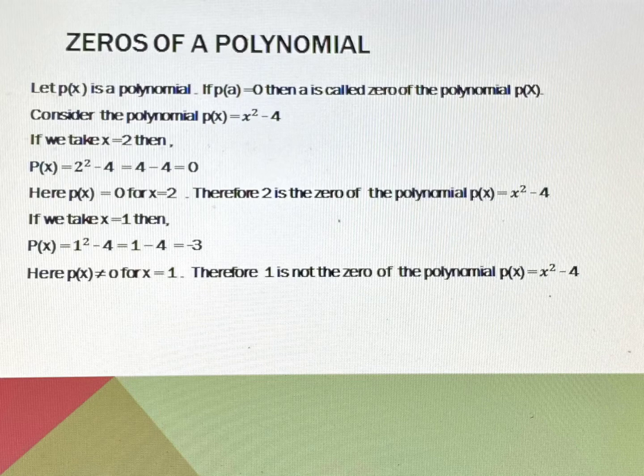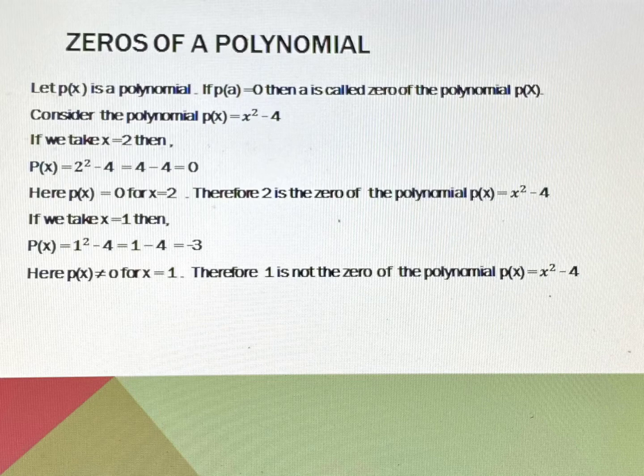We consider the polynomial p of x is equal to x square minus 4. Now let us take x is equal to 2. If we substitute the value of 2 in the polynomial, then we will get p of x is equal to 2 square minus 4, that is 4 minus 4, that is equal to 0. So here we can see that if we substitute the value of x is equal to 2 in the polynomial, then the answer is 0. Therefore 2 is the 0 of the given polynomial.